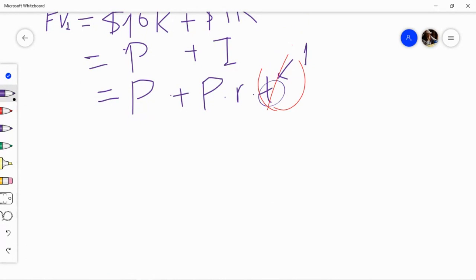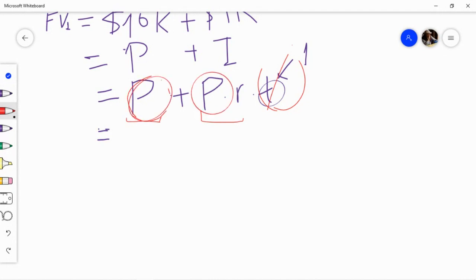So future value 1 can be broken down into principal plus principal times R, P times R. And everybody should know that this is not a good form. Why? Because you see a common factor occurring in two terms, one term and another term.